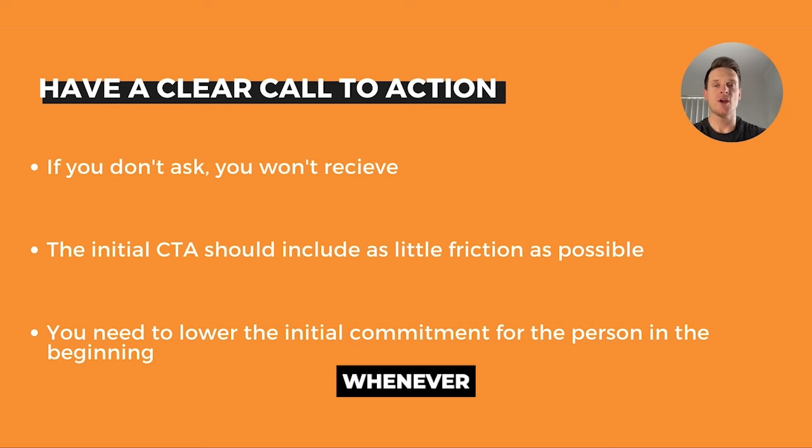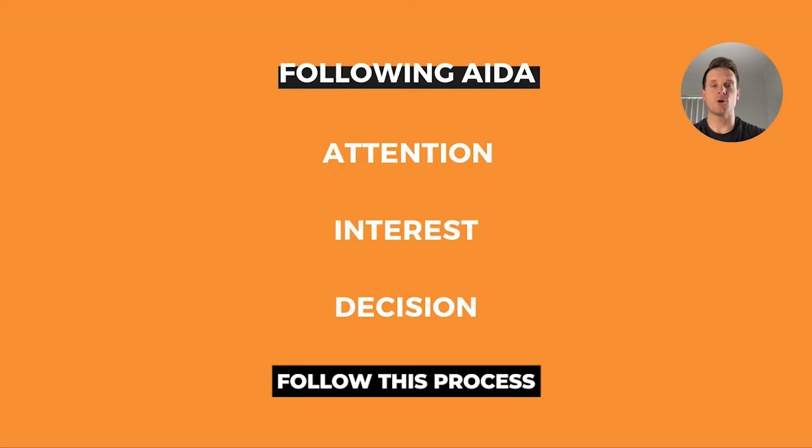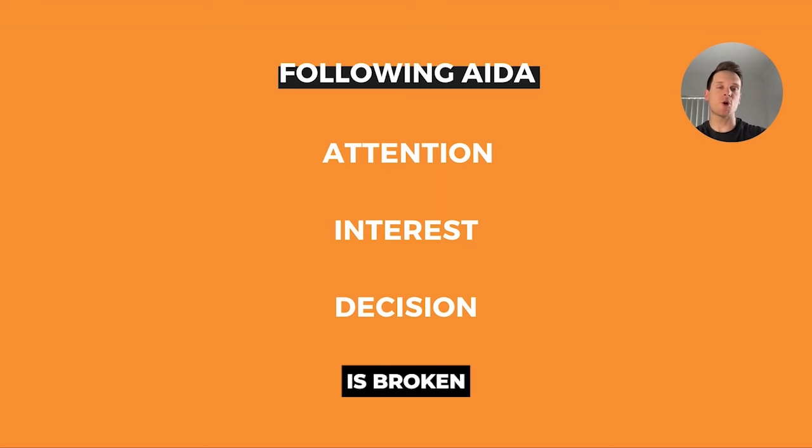Whenever I create content in the written form, I like to follow this process called AIDA. Now, AIDA is just an acronym which breaks down the process in which you should structure any copywriting content that you create. And this framework is broken into 4 different steps. There's attention, interest, decision, and action.